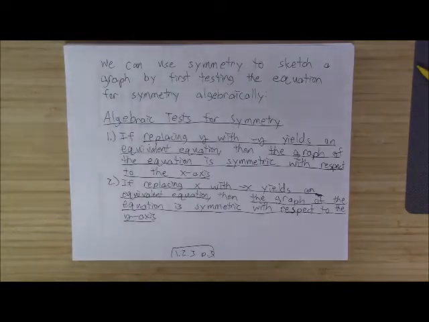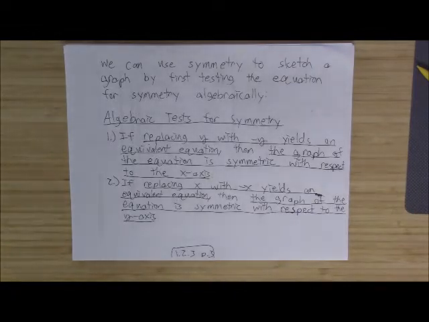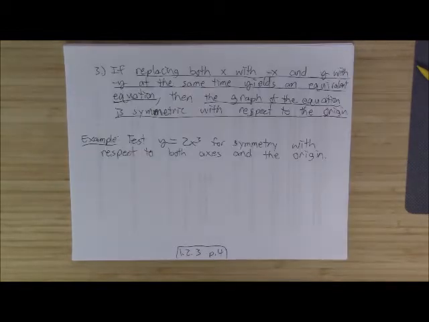We can use symmetry to sketch a graph by first testing the equation for symmetry algebraically. But how do we test? Well, the last example gave us a hint. If we can replace y with negative y and this yields an equivalent equation, then the graph of the equation is symmetric with respect to the x-axis. If replacing x with negative x yields an equivalent equation, then the graph is symmetric with respect to the y-axis. Finally, if replacing both x with negative x and y with negative y at the same time yields an equivalent equation, then the graph of the equation is symmetric with respect to the origin.